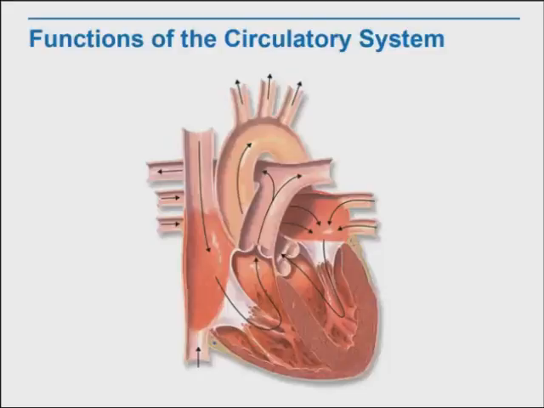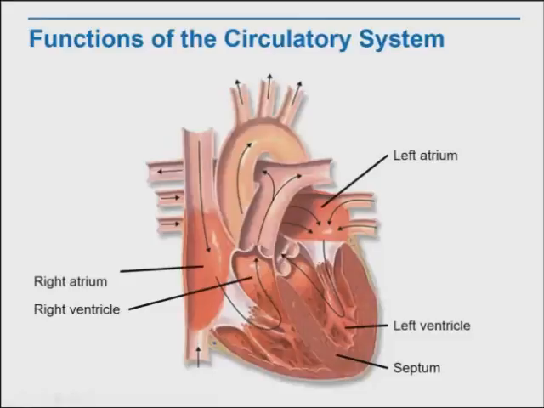The heart is divided into 4 chambers. A wall called the septum separates the right side of the heart from the left side. The septum prevents oxygen-poor and oxygen-rich blood from mixing. On each side of the septum is an upper and lower chamber.